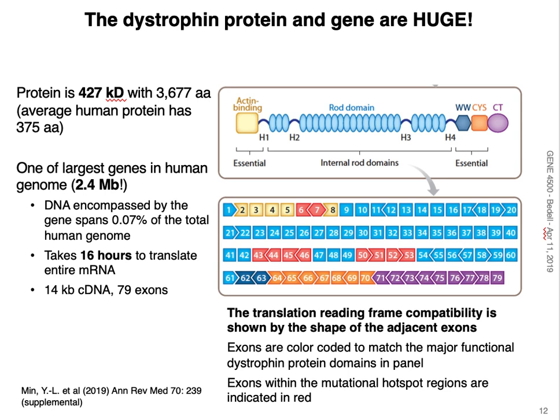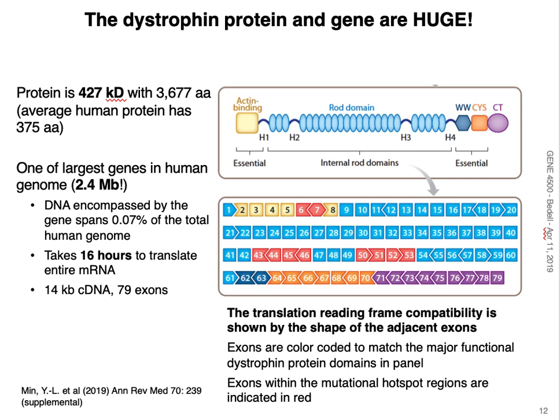It takes 16 hours to transcribe this gene to the precursor RNA, and then of course that gets processed. Did I say translate? I wrote translate. I think that's transcribe. I don't think it's 16 hours to translate. Ribosomes are a lot faster. I think that's a typo. Sorry about that. But anyway, it gets processed down from 2.4 megabases to 14 kb in a cDNA.